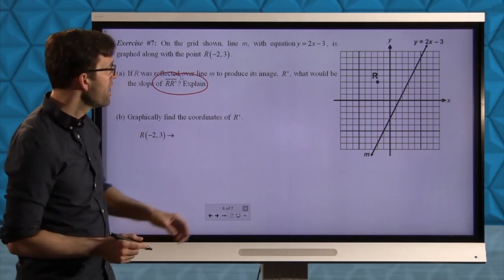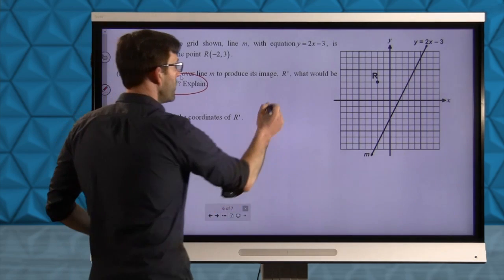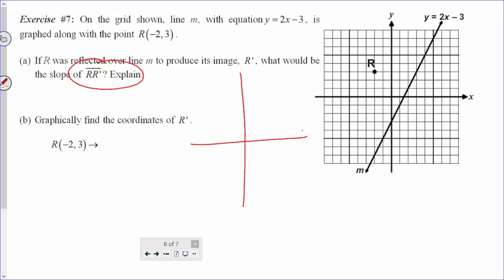All right, well, let's talk about it. I'm going to do a little sketch right here of the problem that we have going on. We've got y equals 2x minus 3, and then we've got this point R that's sitting right about here. I'm going to reflect it in this line, and I don't know if it ends up being down in here or not, but it's going to be somewhere around there.